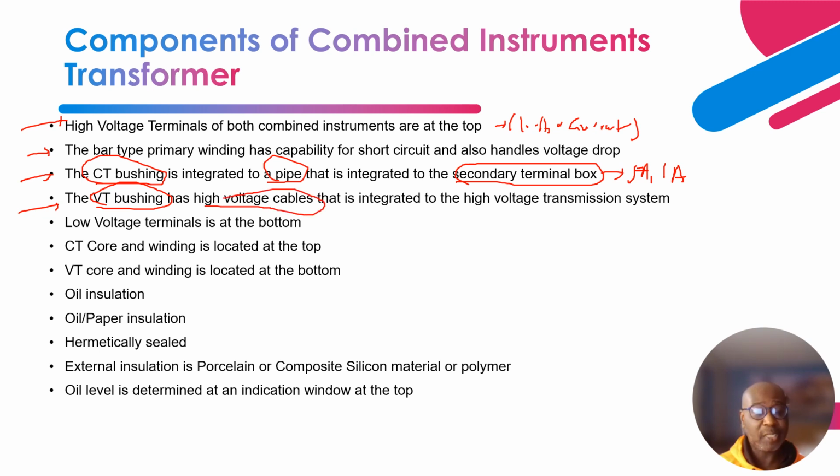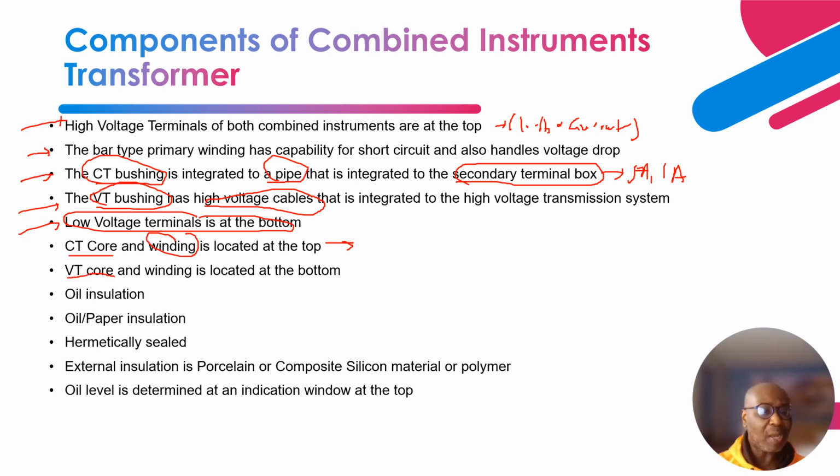That also has high voltage cables that are integrated, and that helps it to be integrated to the high voltage transmission system. And the high voltage cables are very short, and within the instrument transformer. The low voltage terminals are at the bottom. And the CT core. On top, you see an enclosure which is hermetically sealed. It has both a core and a winding for measuring the primary side current and also the scaled down secondary current of 5 amps or 1 amp.